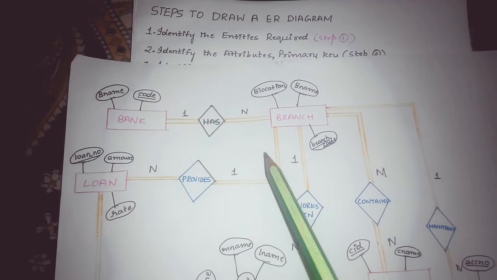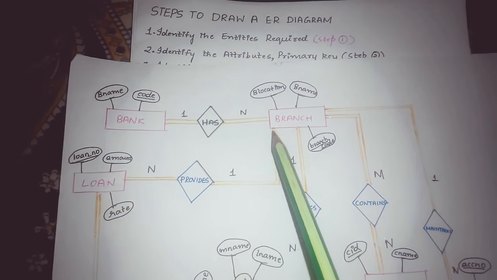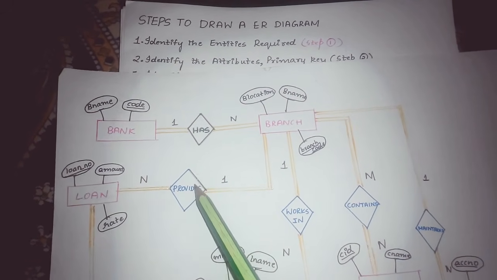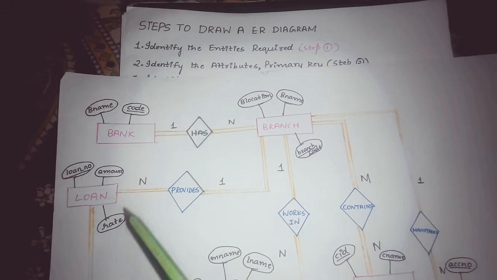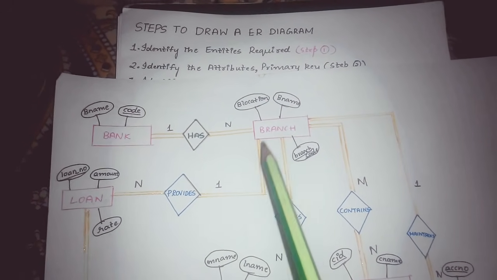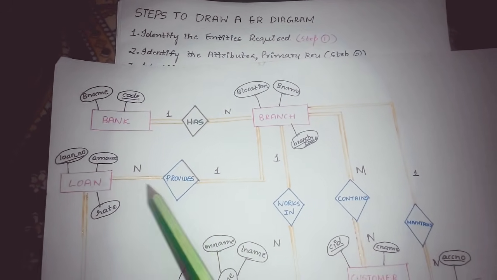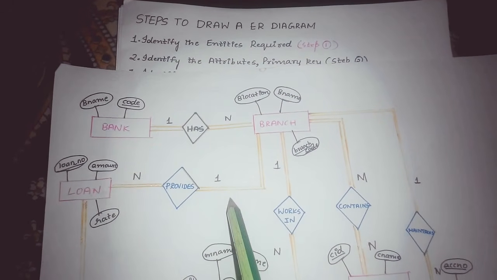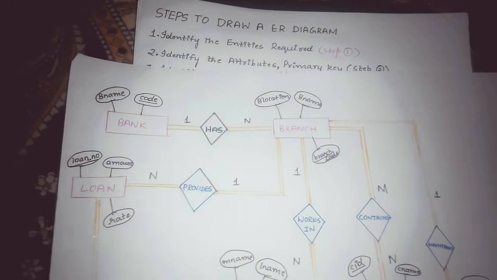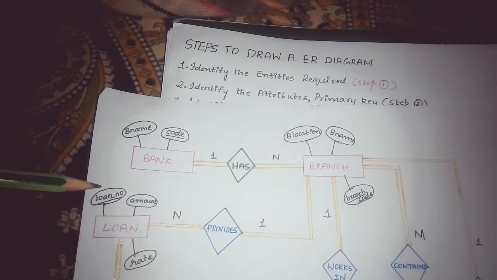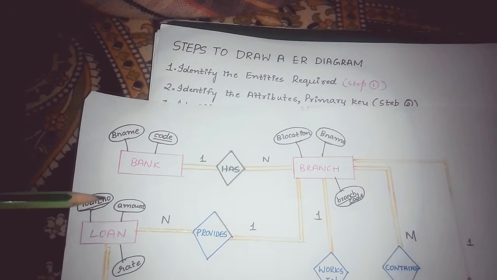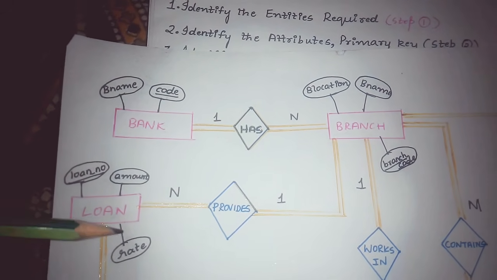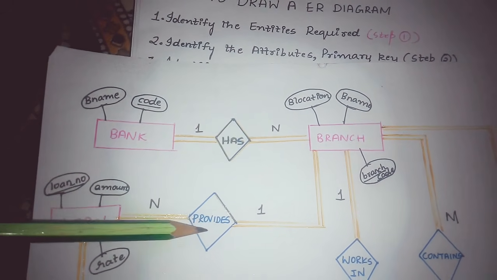Now coming to the participation constraint. Branch participates totally in the provides relationship, that is, a branch will provide a loan and a loan will be provided by a bank. So it is total. It depends on you also whether you want to make it partial or total. It is left to your choice. Now here I have represented loan number as the primary key, so I have underlined it, and amount, then rate, the interest at which loan will be given, and like this.